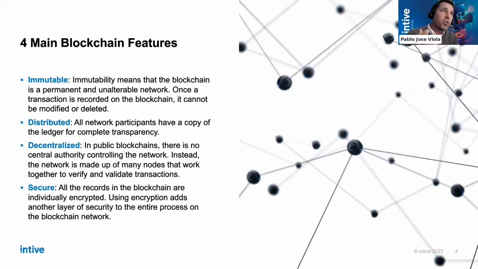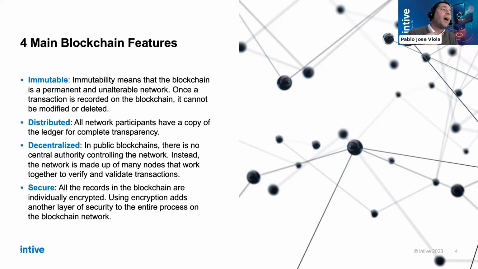Then also, blockchains are distributed and decentralized. It means that all the network participants have a copy of the entire ledger, let's say of the entire database, for transparency. Also, there is no central authority that controls the network. Instead, there is a mechanism between the participants that is used to verify and validate transactions. In other words, it means that the network itself and the information that the network contains will be available even if some computers stop working due to a hack or natural disaster.